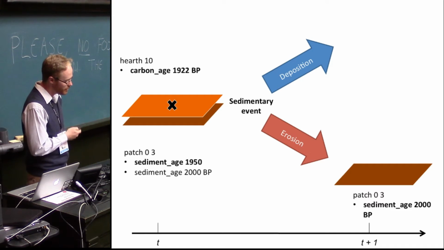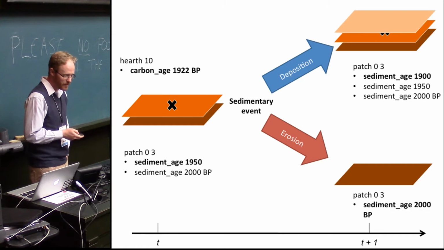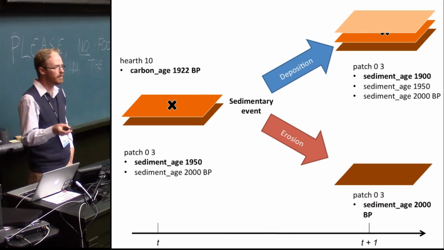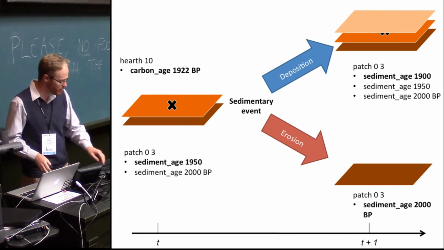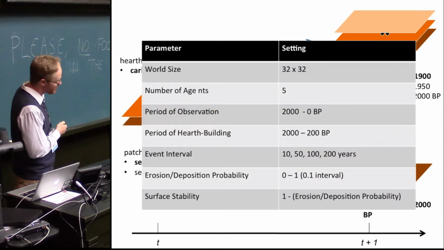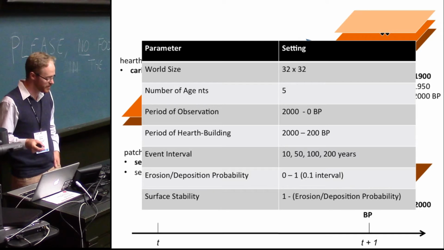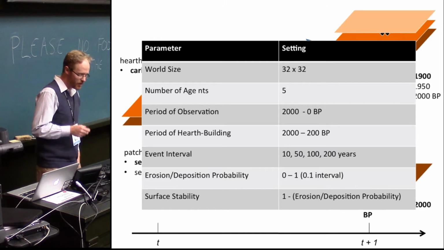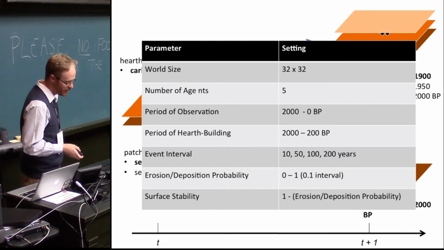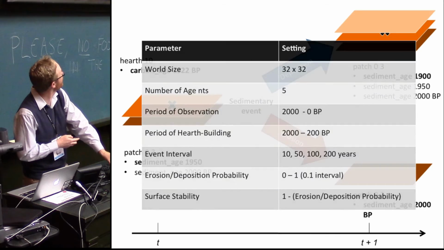At the end of the simulation, we take a sample of the hearths sitting on the surface and compare the chronology we reconstruct from them. The method I'm employing here is known as exploratory modeling, so we define a parameter space with a set of variables. In this case, we're looking at the proportion of erosion versus deposition, the proportion of surface cells remaining stable through an event, and the interval between events. We run the model under all configurations and compare the outputs, so let's explore.